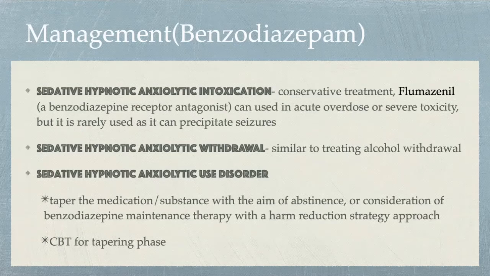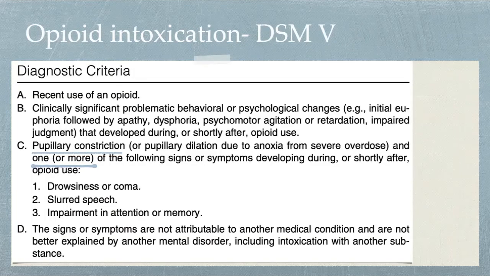For benzodiazepine use disorder, the treatment includes that we have to taper the medications with the aim of abstinence or consideration of maintenance therapy with a harm reduction strategy approach. For the tapering phase, the patient may benefit from cognitive behavior therapy. Now that we have covered alcohol and the sedative, hypnotic, and anxiolytic groups, another depressant group is opioids, which is a significant topic.